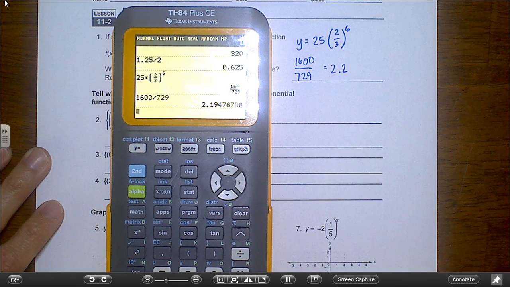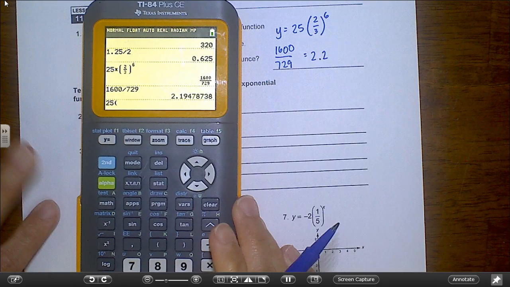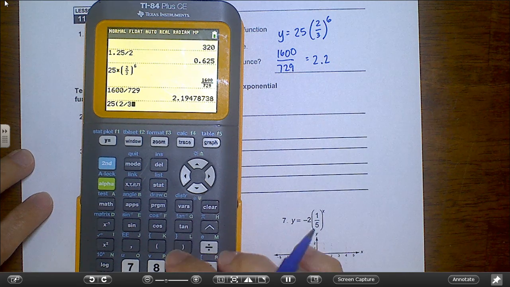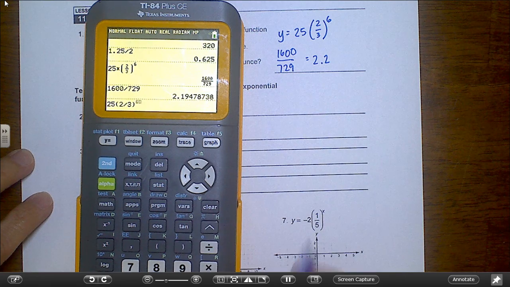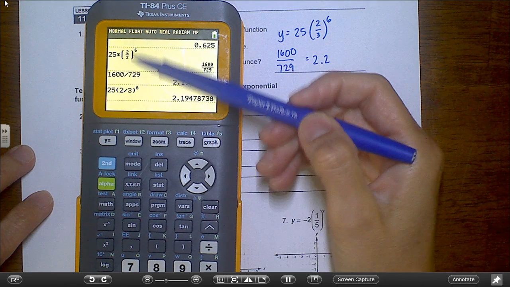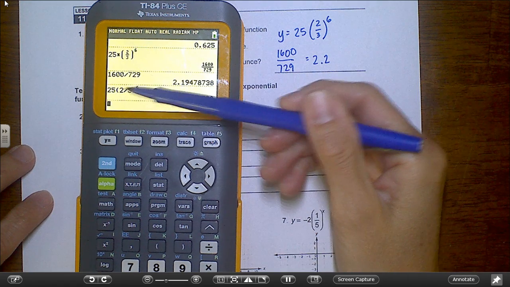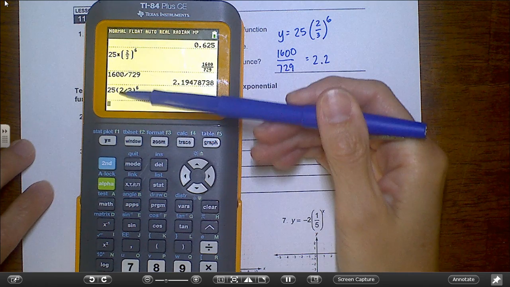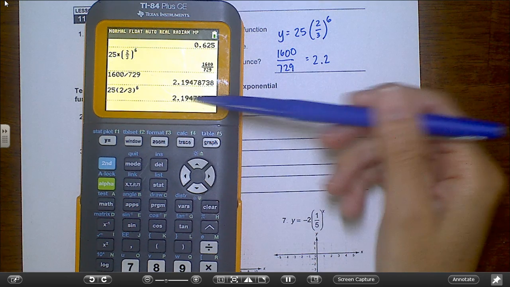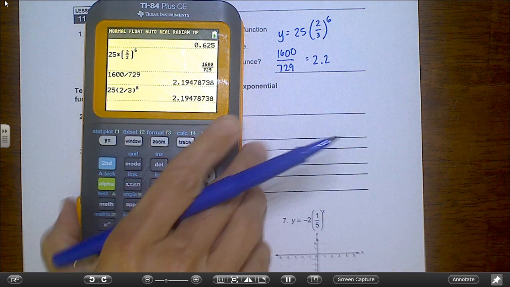And what you could have done, if you didn't want it in fractions in the first place, instead of making it into the actual fraction, you could have just put it in parentheses and done 2 divided by 3 to the 6th. And it should just give you that. So if you put it in a fraction, it'll give you a fraction. If you put it not in a fraction looking form, but just dividing, it'll give you that. So I should have done that in the first place.